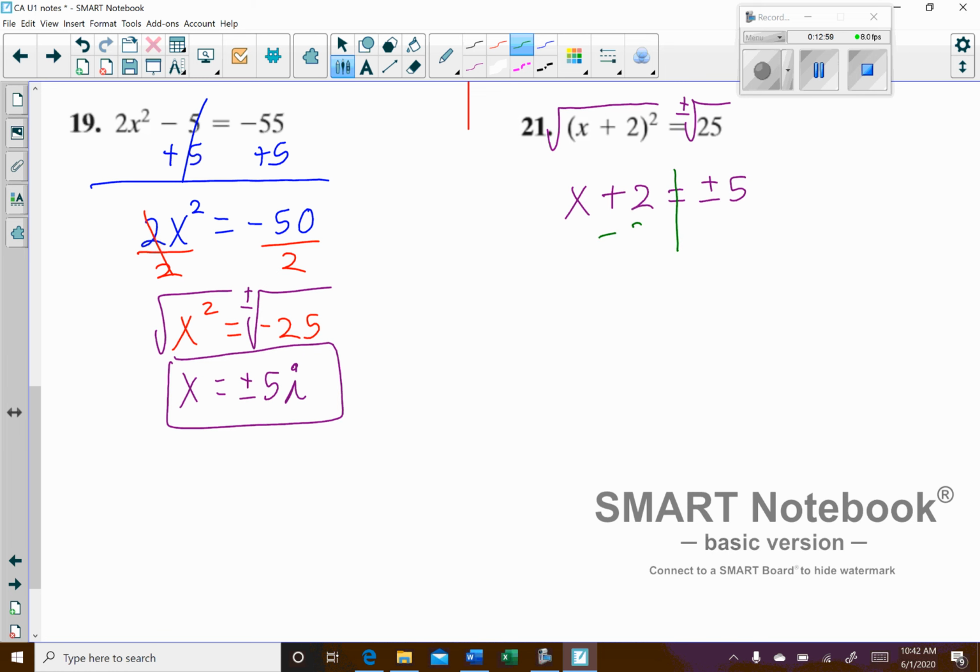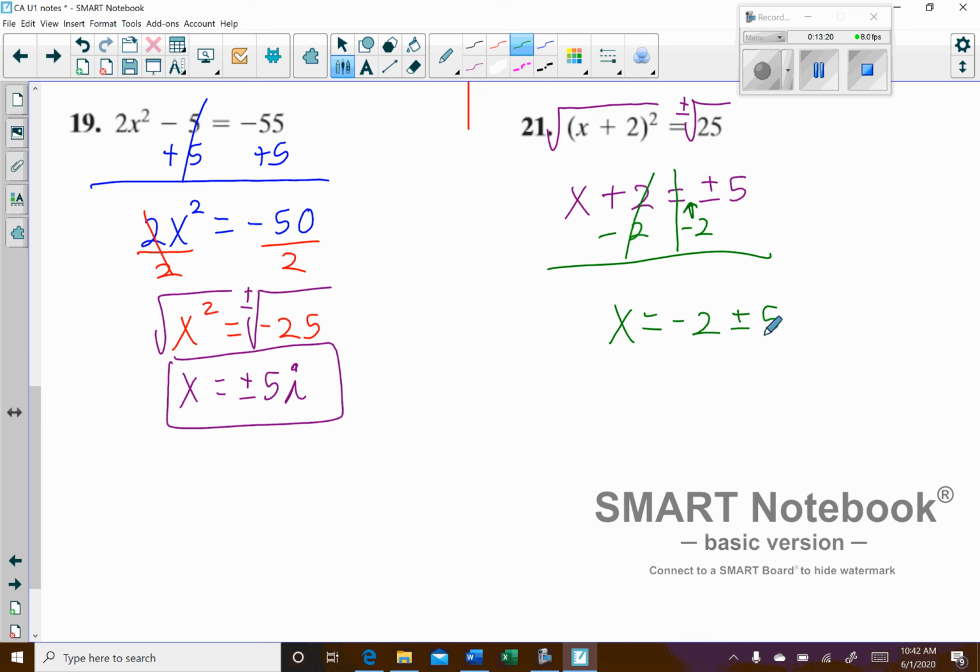I'm going to subtract 2 from both sides. And I'm going to wedge that minus 2 right in front of the plus or minus symbol right there, okay? So this cancels out here. So I'm going to have x equals, so I subtracted 2, so I'm going to put it as negative 2 right there. And then I still have the plus minus 5 right there.